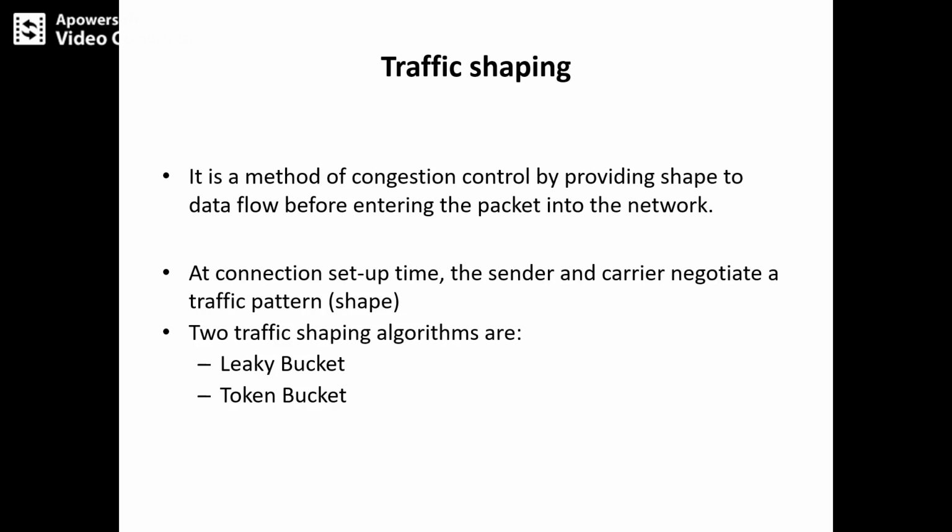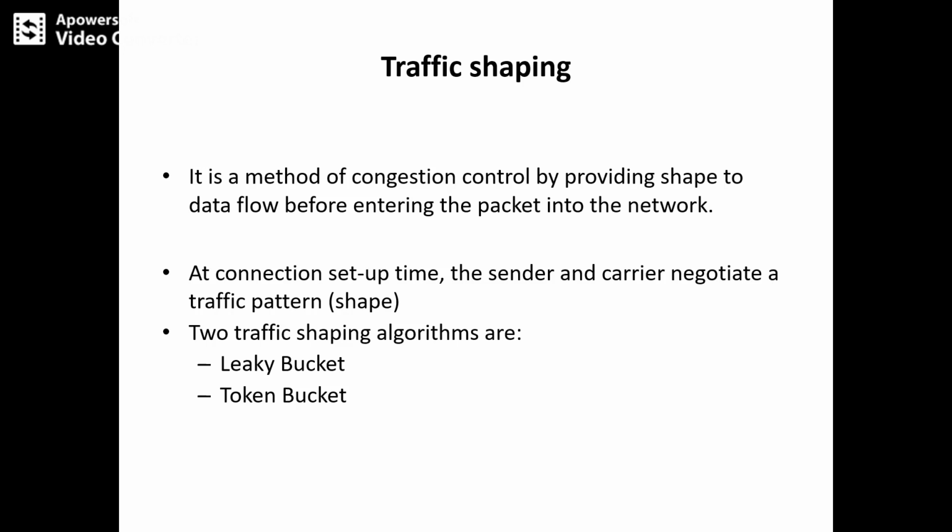Traffic shaping is a method of congestion control by providing shape to the data flow before packets enter the network. This is the mechanism: giving a shape to the data flow, or giving particular timings to the packets of data entering the network. At connection setup time, the sender and the carrier negotiate a traffic pattern. This is called a shape.